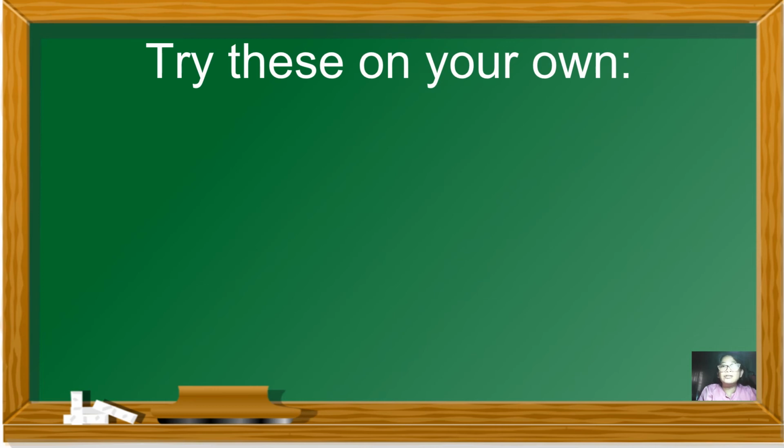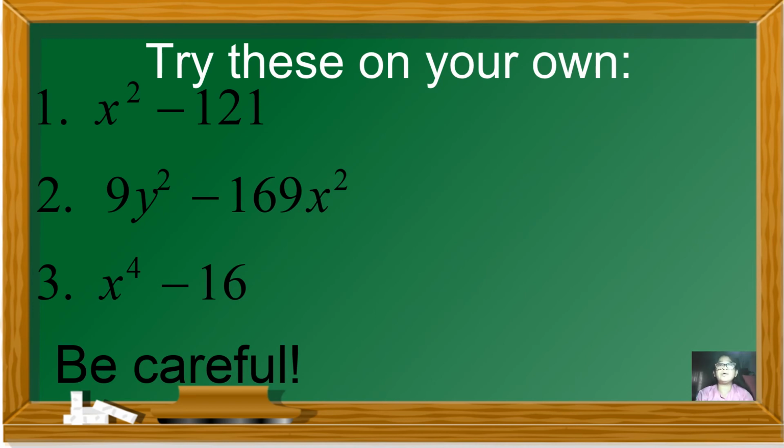Okay, so you need to try this on your own. Get your notebook and try to answer this. We have x squared minus 121. And then we have 9y squared minus 169x squared. And then last we have x raised to the fourth power minus 16. So again, express this in monomial.